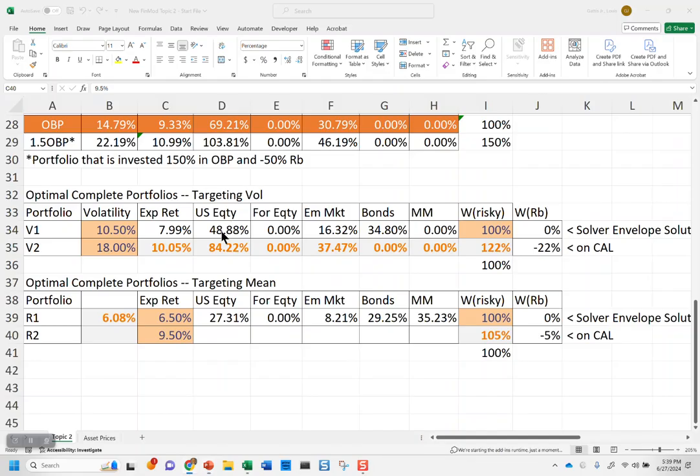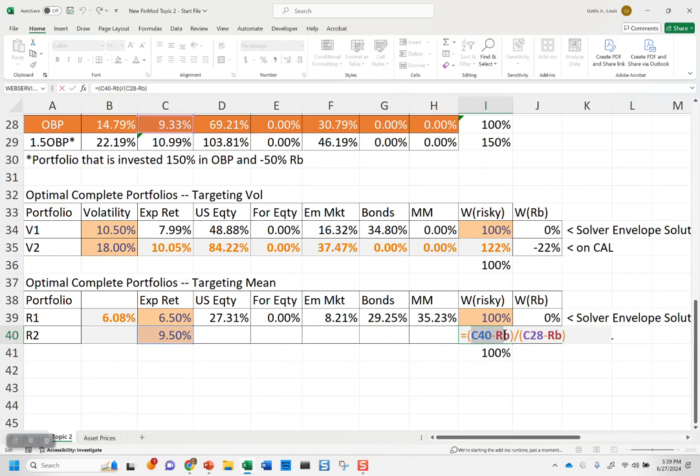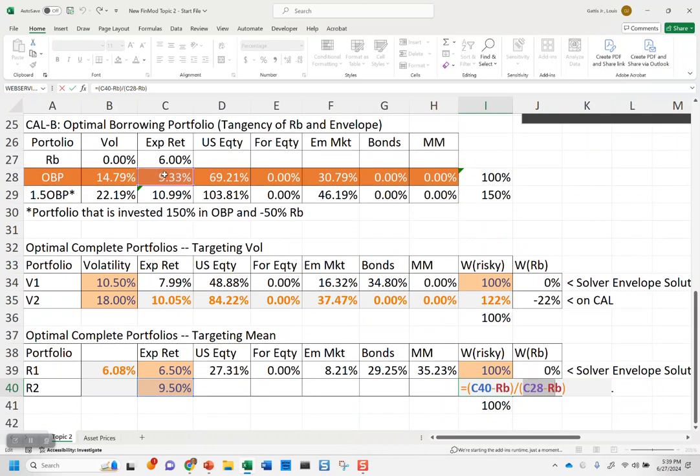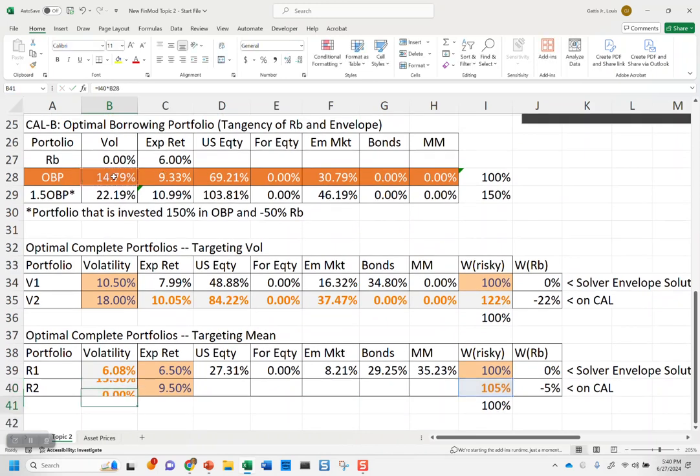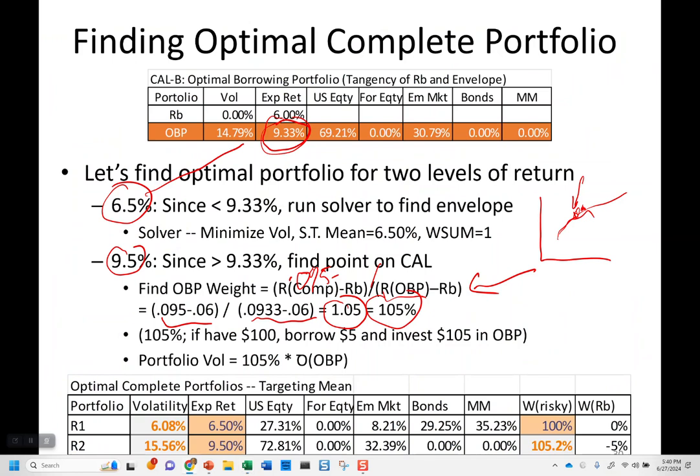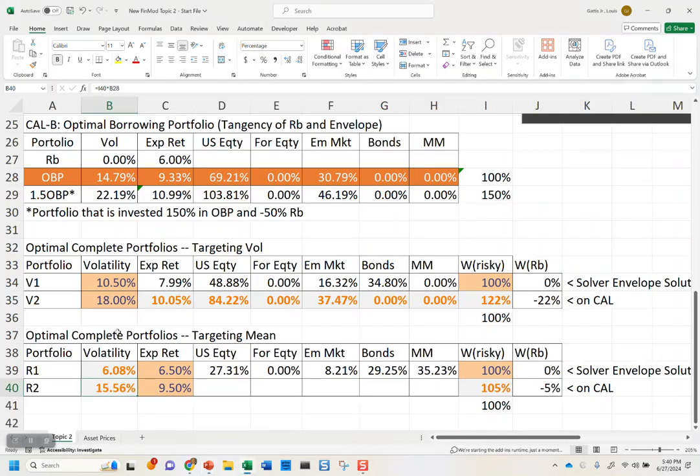So, back to the spreadsheet. Looks like I did the calculation for you. I'll take my 9.5 minus 6 divided by my 9.33 minus 6. The 9.33 is the mean return of the optimal borrowing portfolio. That means I'm borrowing 5% of my money. So if I had $100, borrow $5 at 6%. And my volatility, I'll copy that there, is going to be 105% of the volatility of the optimal borrowing portfolio. So you're going to get 105% of the vol, 15.56.